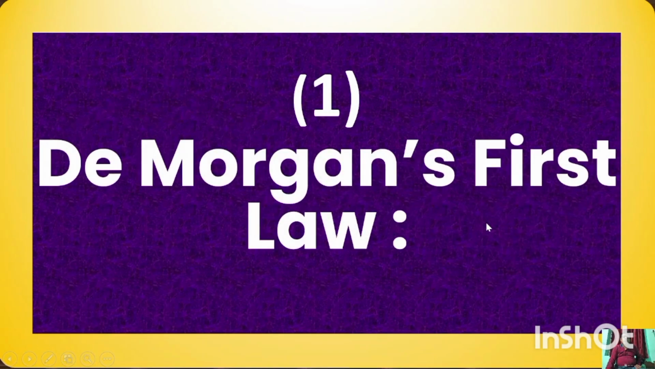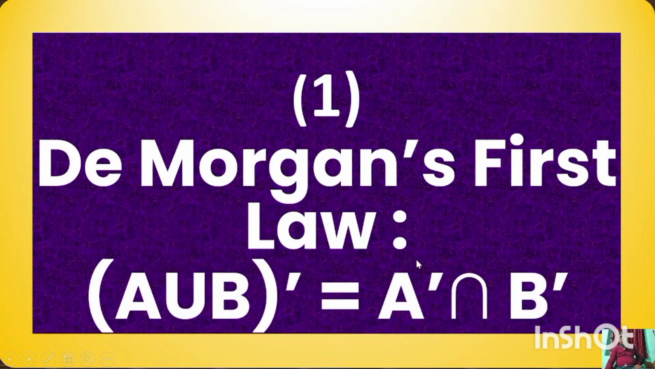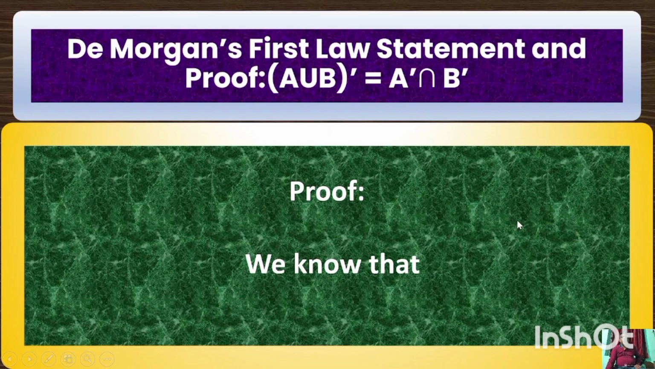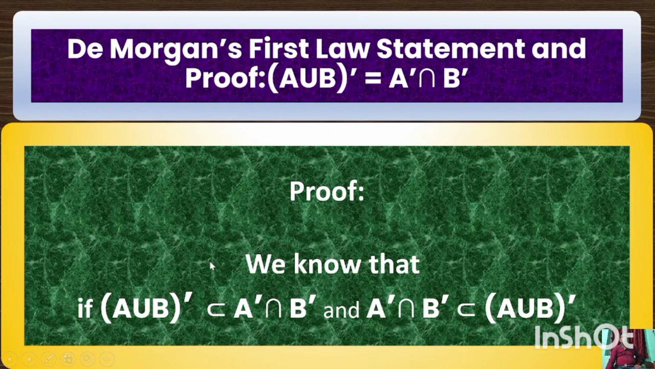So let's see first De Morgan's first law, which is (A union B) whole dash is equal to A dash intersection B dash. How to prove this one? We can prove it by using the property method. If (A union B) whole dash is a subset of A dash intersection B dash, and A dash intersection B dash is also a subset of (A union B) whole dash, then De Morgan's law can be proved.